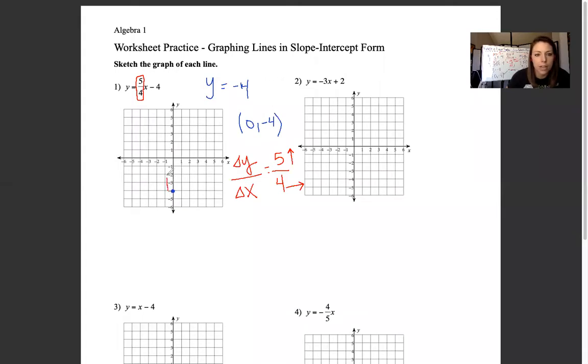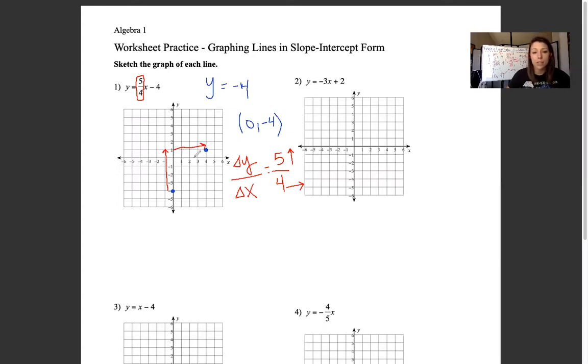Let's go try that again. 1, 2, 3, 4, 5. 1, 2, 3, 4. There we go. That looks better already. So here we put a point there. I'm going to double check. 1, 2, 3, 4, 5 up. 1, 2, 3, 4 right.